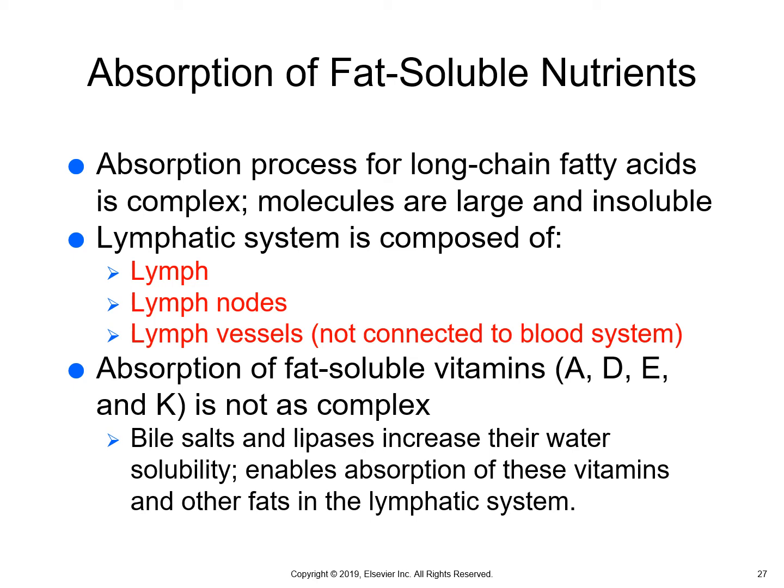Absorption of fat-soluble nutrients is complex. Molecules are large and insoluble, so they have to be kind of broken down, and we talked about the bile in the liver emulsifying those fats, and that's basically what that's doing. The lymphatic system is composed of lymph nodes and lymph vessels, which are not connected to the blood system. The absorption of fat-soluble vitamins is not as complex as the absorption of long fatty acid chains. The bile salts and lipases increase their water solubility, and this enables absorption of these vitamins and other fats into that lymphatic system.